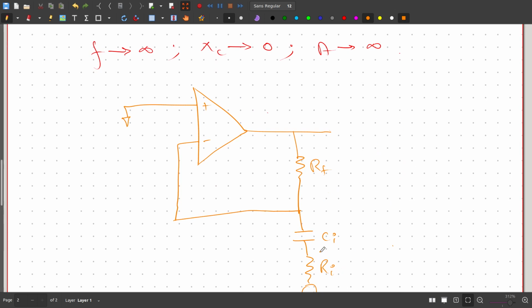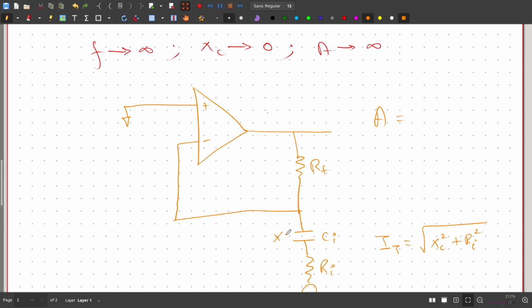with the addition of this input resistor, the modified gain equation looks something like so. This resistor is in series with this capacitor, and the reactance of the capacitor is XC. Therefore the total input impedance IT is the root of XC square plus Ri square.